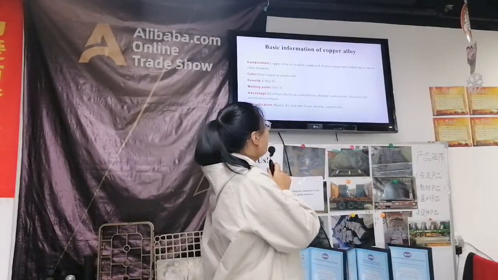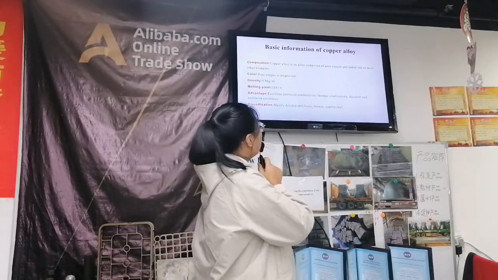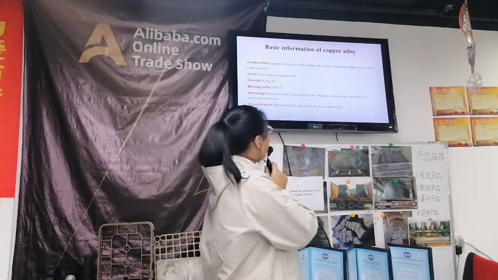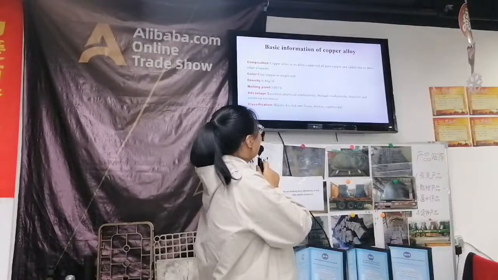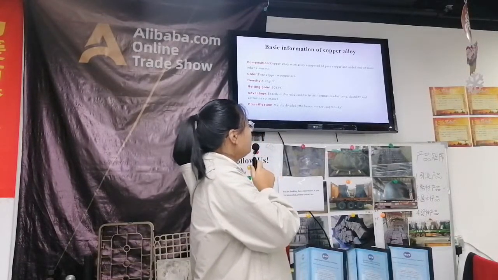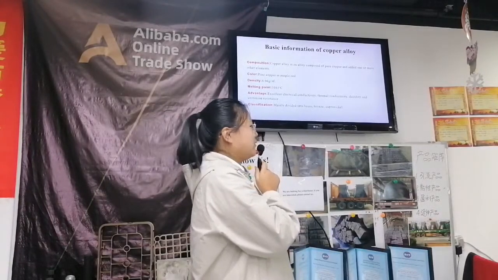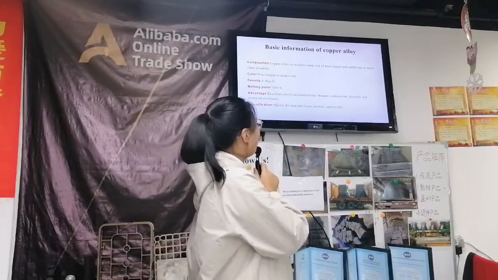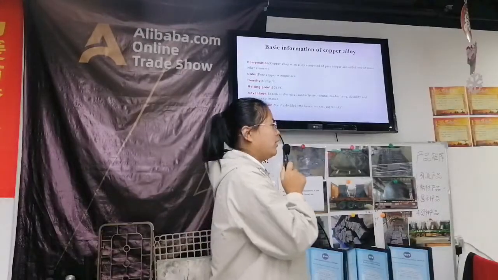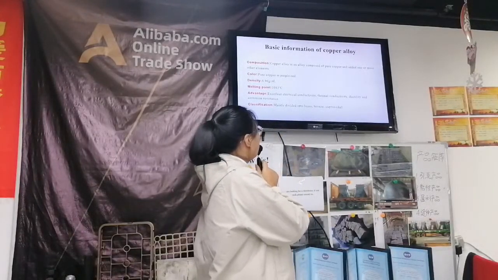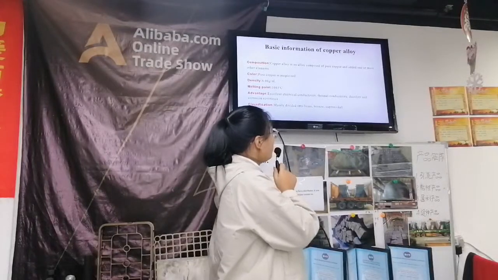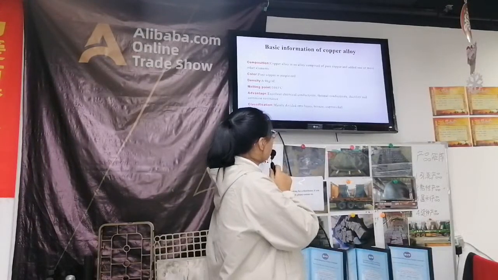Basic information for copper alloy. For composition, copper alloy is an alloy composed of pure copper and one or more other elements. For color, pure copper is red. For density, it is about 8.96 grams per cubic centimeter. For melting point, it's about 1083 degrees. For advantage, it has excellent electrical conductivity, thermal conductivity, and corrosion resistance.